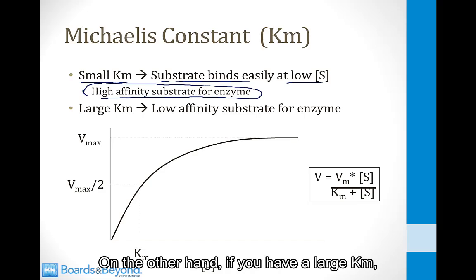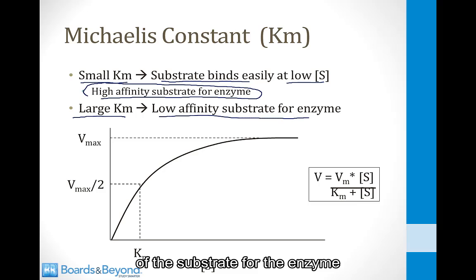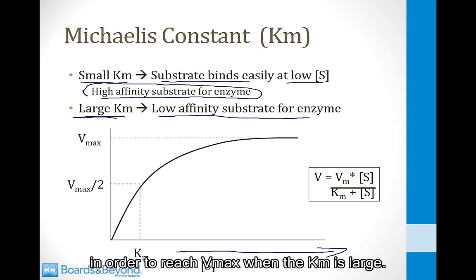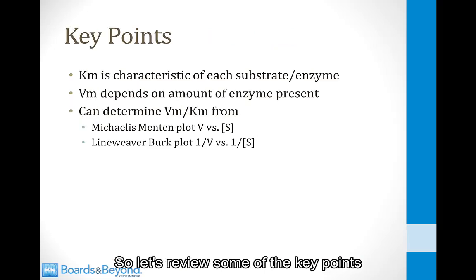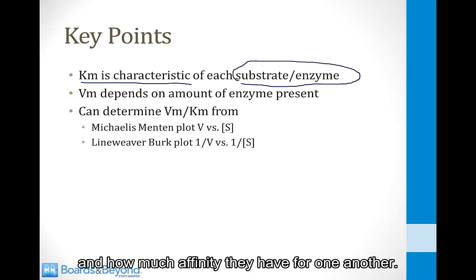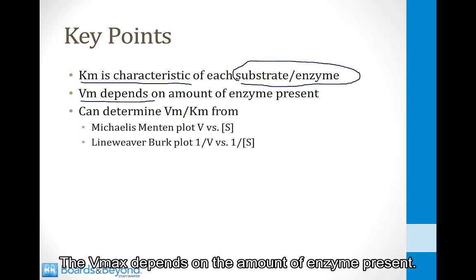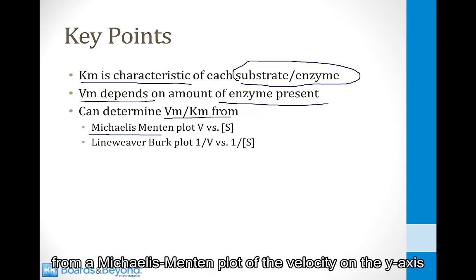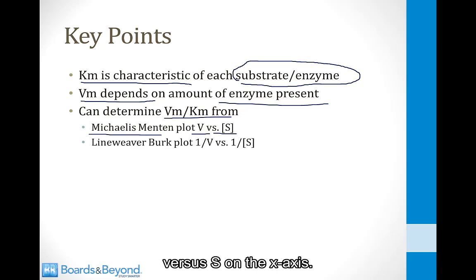On the other hand, if you have a large Km, this means you have a low affinity of the substrate for the enzyme, and you're going to need a lot of S. You're going to need to go very far out on this x-axis in order to reach Vmax when the Km is large. So let's review some of the key points that we've discussed up to this point. Km, the Michaelis constant, is a characteristic of each substrate or enzyme complex and how much affinity they have for one another. The Vmax depends on the amount of enzyme present. And we talked about how you can determine Vmax and Km from a Michaelis-Menten plot of the velocity on the y-axis versus S on the x-axis.